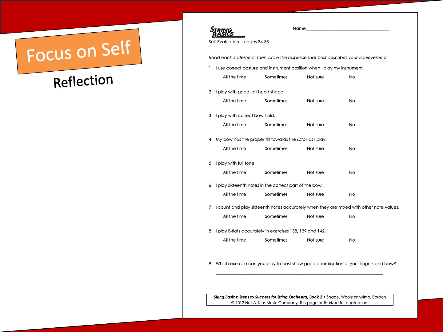For example, number 3, I play with correct bow hold. Students will circle all the time, sometimes, not sure, or no. This may or may not match with our observations, and either way, students' responses can give us good information that informs next steps in our teaching.